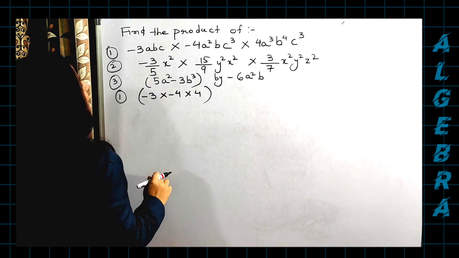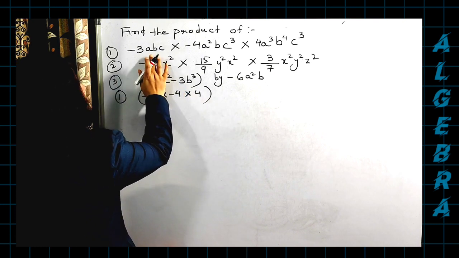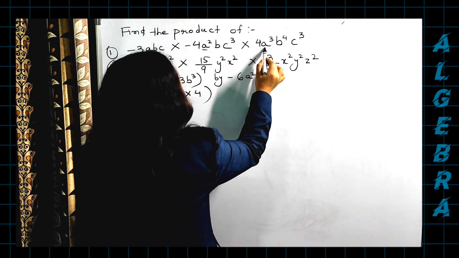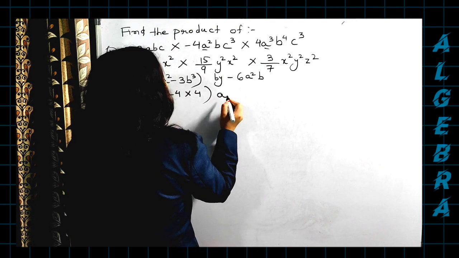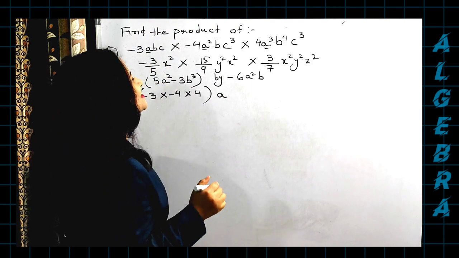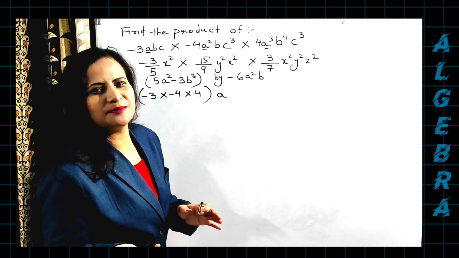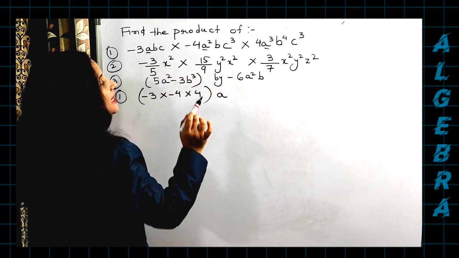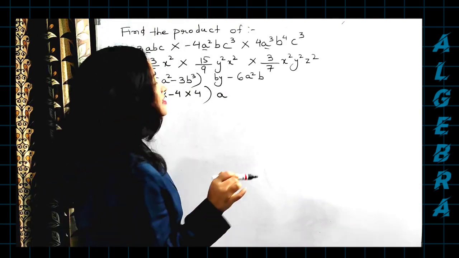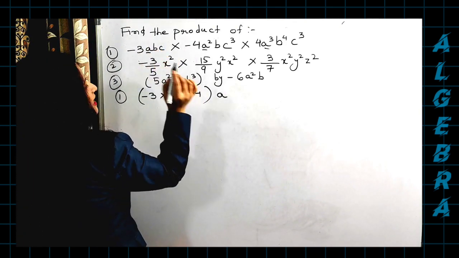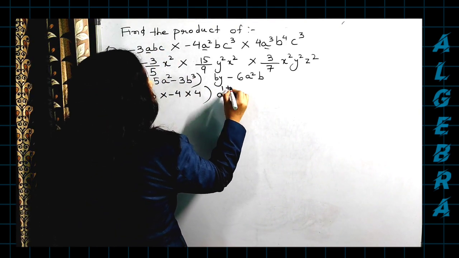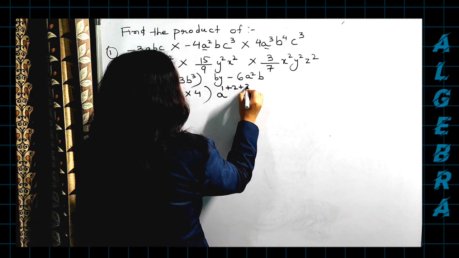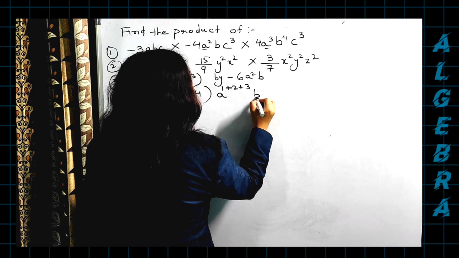Now let me write the letter part, the literal coefficient. See here. Here I have a. Here also I have a. And here also I have a. Exponents, go back to exponents. The base is same, add the powers. So what is the first power? Nothing is there, means what is the power? 1. Second case, what is the power? 2. Third case, what is the power? 3. That's it.